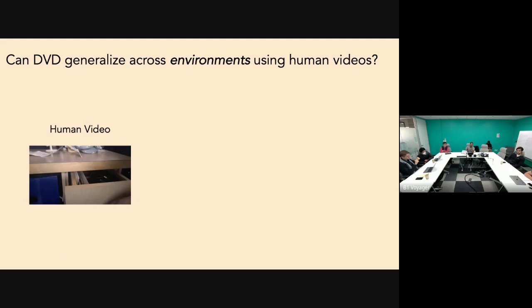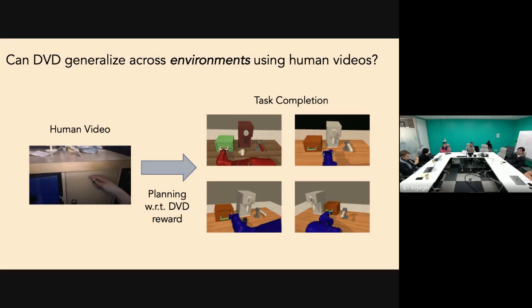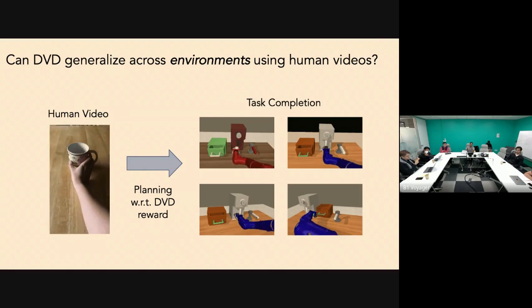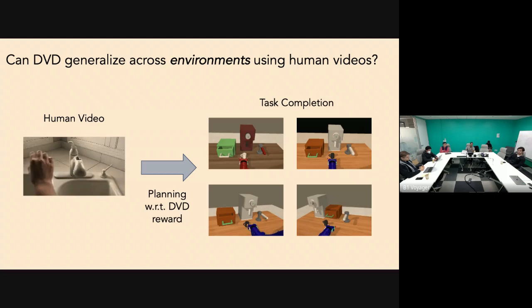We'll condition on videos like this, and then in the four environments, this will be the robot execution. We'll condition on a video like this, and then it'll push the cup away from the camera. And then we'll condition on a video like this, and then it'll turn the faucet.